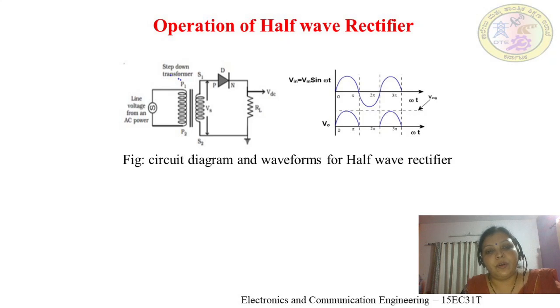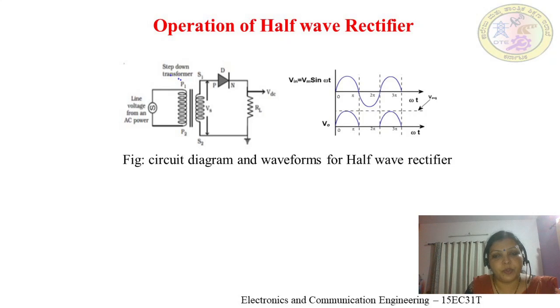Now in order to understand the operation, let us see that the 230 volt 50 hertz AC input is supplied through the primary of the transformer, coupled to the secondary of the transformer, the output of the secondary. I am explaining with respect to the waveform. During the first positive half cycle, that is 0 to pi, it is called the positive half.